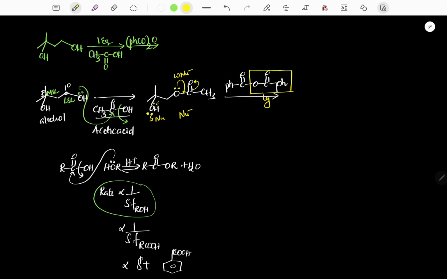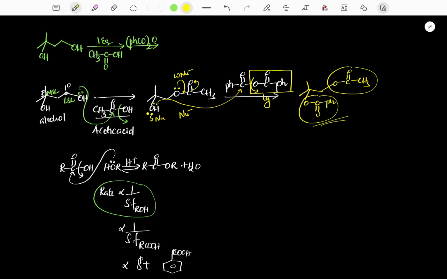That's why the lone pair attacks this carbon, the leaving group will leave, and finally the corresponding product is O C double bond O Ph, O C double bond O CH3. So this reaction is also esterification, also known as Fischer esterification. This is our final product.